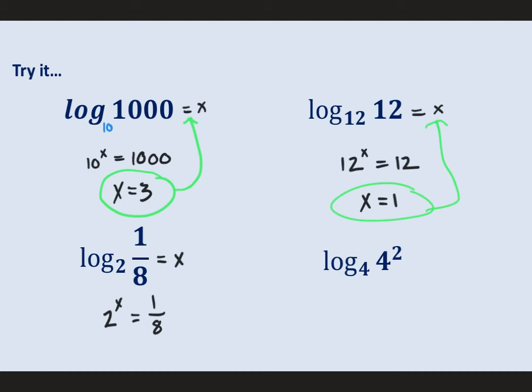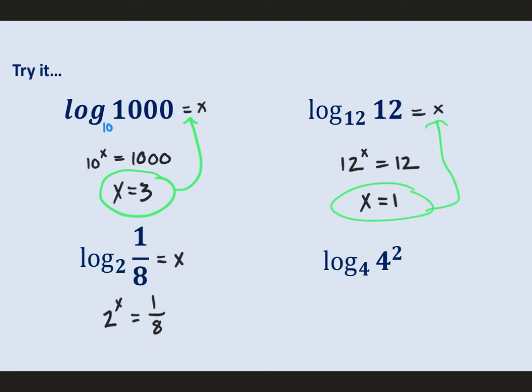Now, this one I think is a little trickier for people sometimes. I see this, I kind of know, just because I have a lot of experience with this. I know 2 can become an 8 by raising 2 to the third power, right? So 2 to the third power would be 8, but 8 does not equal 1/8. So I need to think of something else here that'll help me out. How do I use exponents to reciprocate this or flip this upside down?